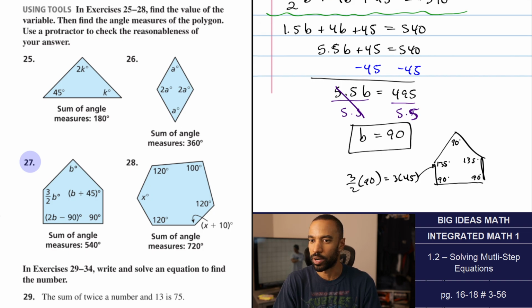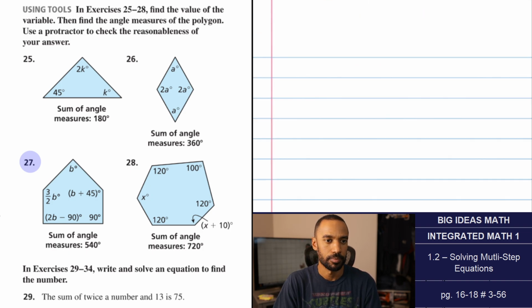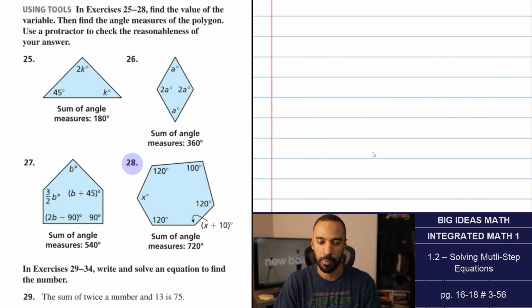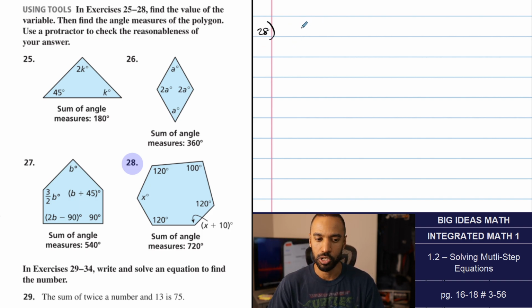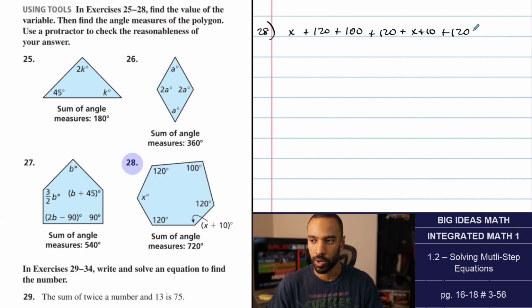All right, and finally, number 28 from this set, we have a hexagon. Maybe not a regular hexagon, but it is a 6-sided shape. The sum of the interior angle measures is 720 degrees. Probably a little bit easier of a problem because no fractions. Let's start with that leading x and go around. 120, 100, 120, x plus 10, with or without parentheses, and 120. Together they add to 720.